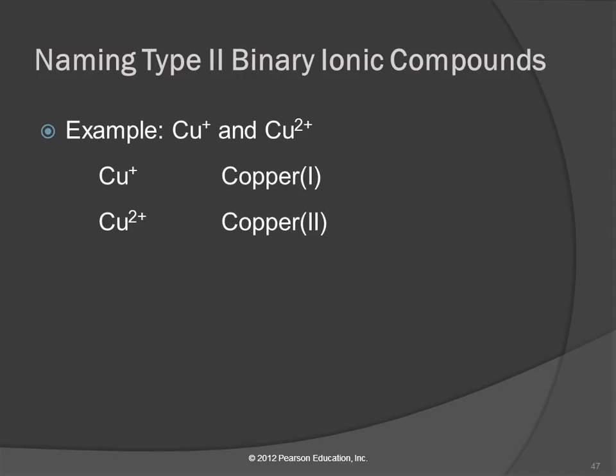So if we have these two ions, Cu+ and Cu2+, we need to be able to name them. Cu+ has a +1 charge, and so that's copper with the Roman numeral 1 in parentheses. We do not put a space between the end of the element name and the parentheses. This is just like an extension of its name. And copper 2, because this has a +2 charge.